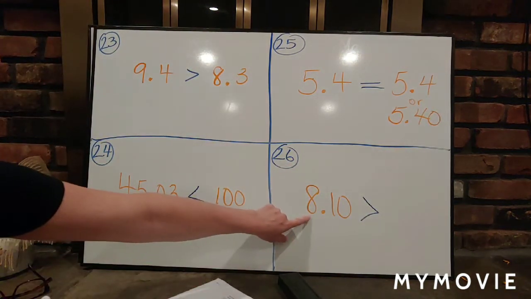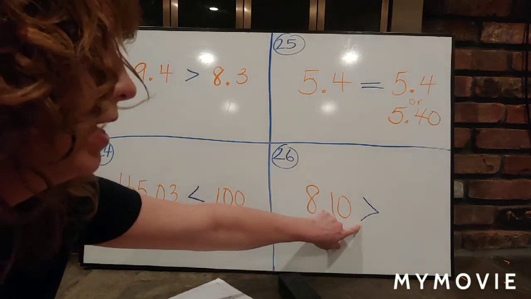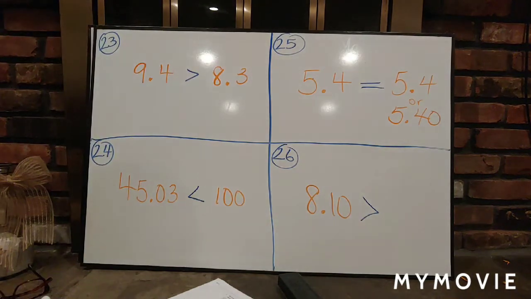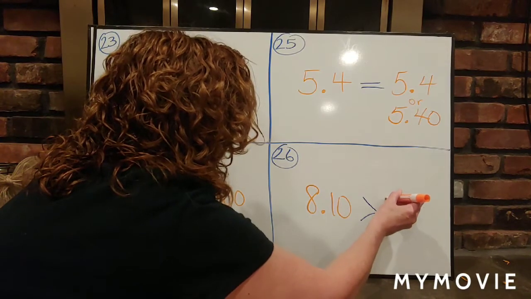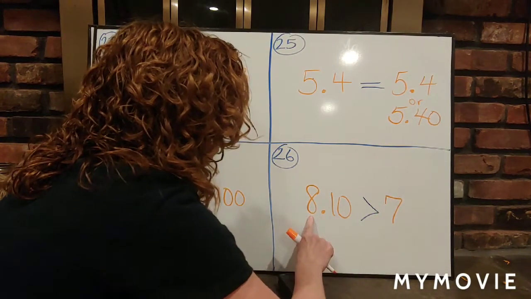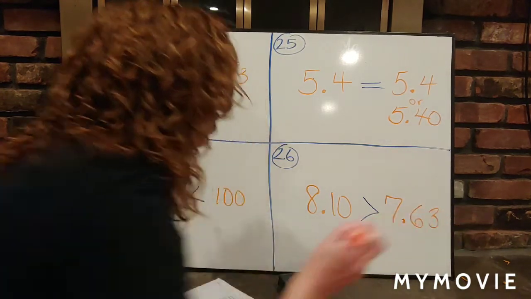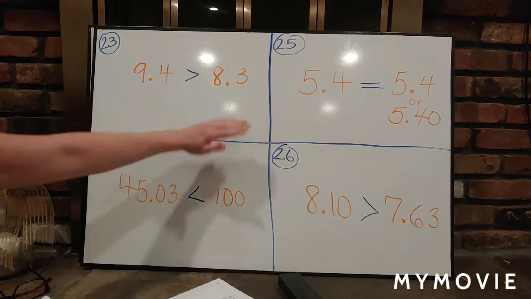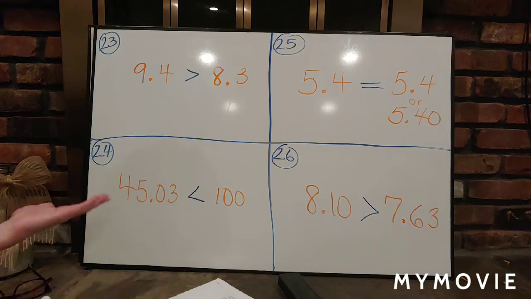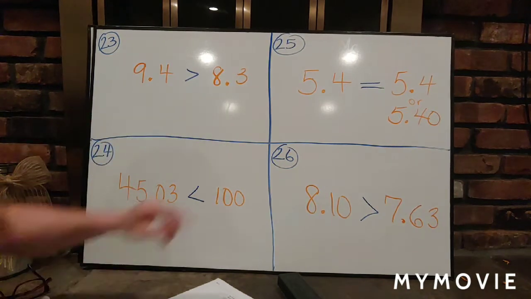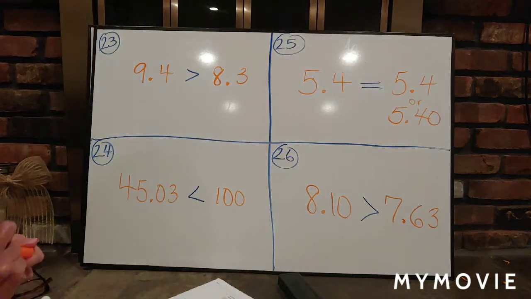All right, number 26, 8 and 10/100 is greater than what number? So you just have to choose any number that's less than this. So I'm going to say 7, because I know 8 is greater than 7. And I'm going to do 63/100. Now your answers for this one, and this one will most likely be different, and that's okay as long as it makes a sentence true. This, you have to have one of these answers because that's the only one that makes that one true.